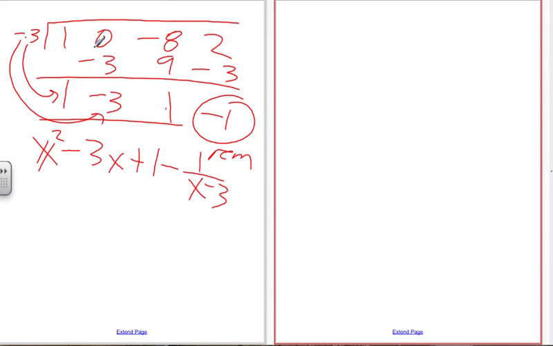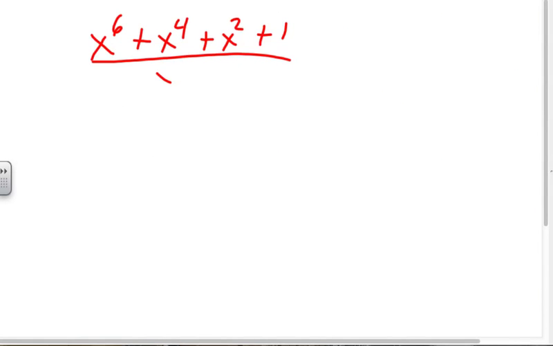I'm not going to work this through, but if you take a look at x to the 6th, you cannot use synthetic on this one because I've got an x squared. You also notice you're missing x to the fifth, x to the third, and x terms, so you have to insert zeros into those things.